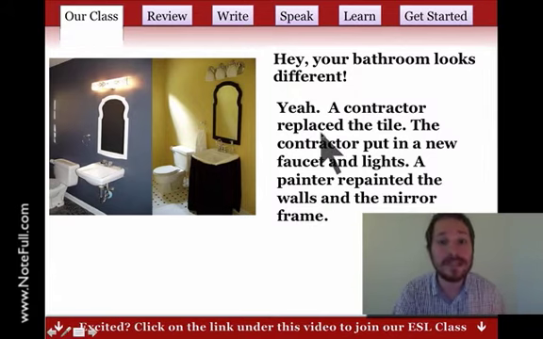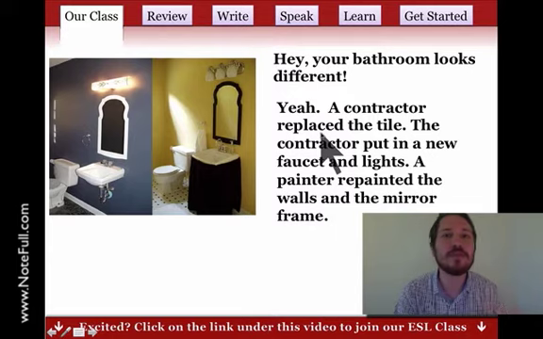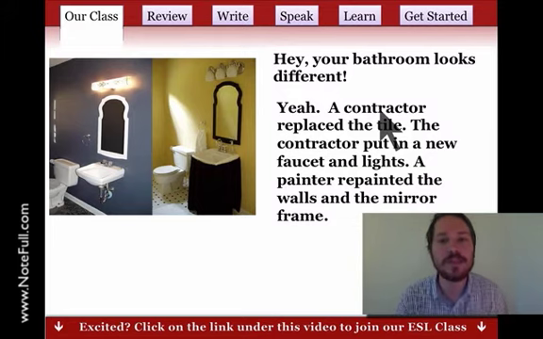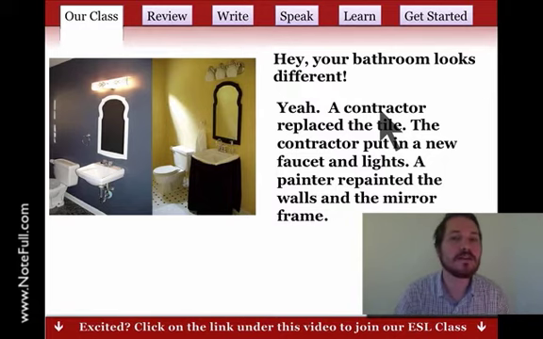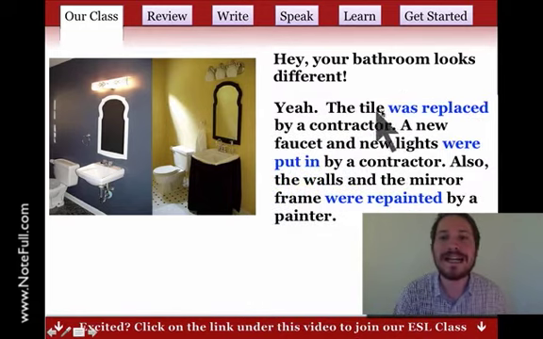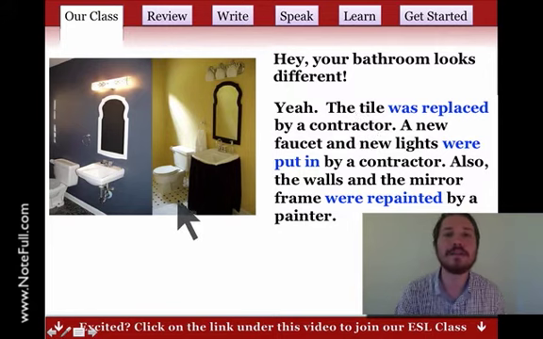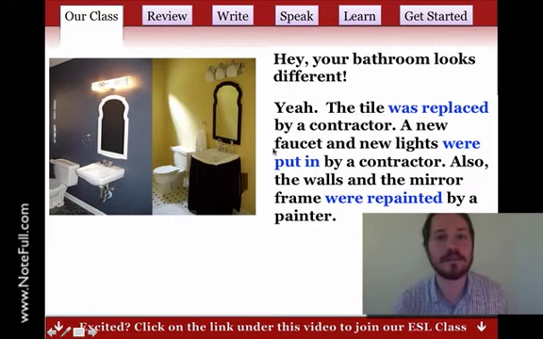I use the verb replaced, but I don't use the subject, a contractor. Now, a contractor is the person who does the action. So he replaced the tile. But usually I put the most important part of the sentence at the beginning. So I would say, the tile was replaced by a contractor. Because the most important thing in the sentence is the tile. I'm actually pointing there. Look at the tile was replaced by a contractor.